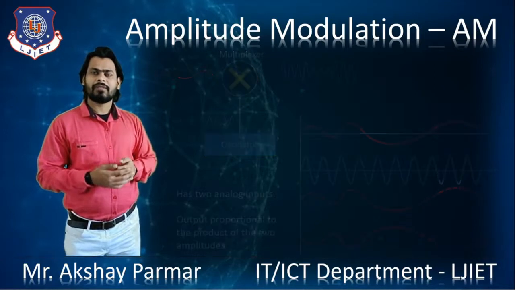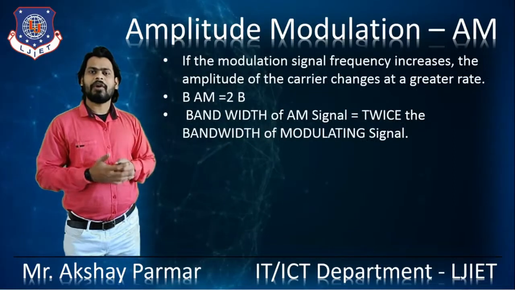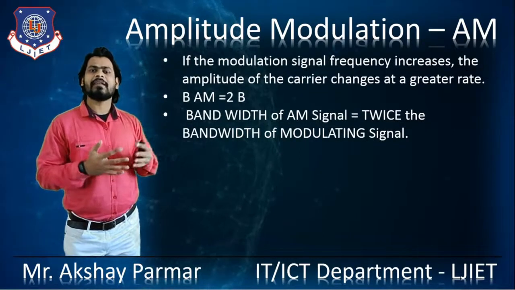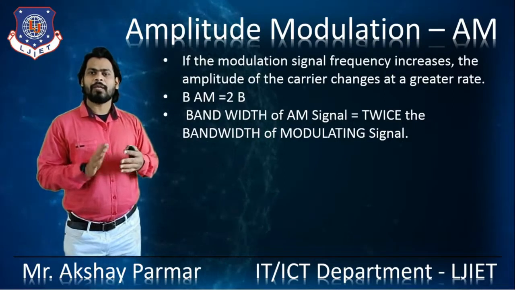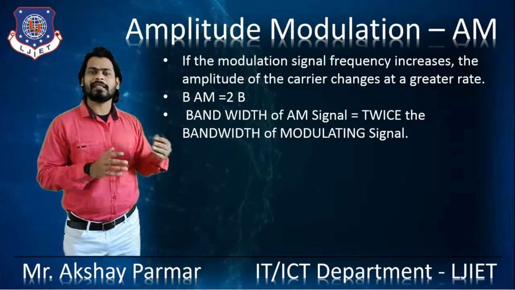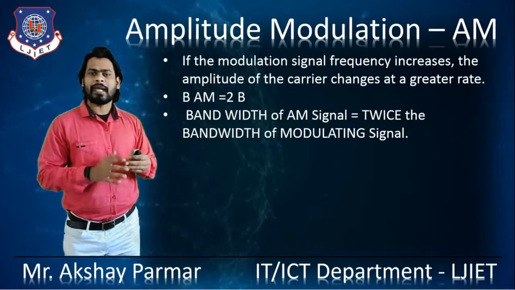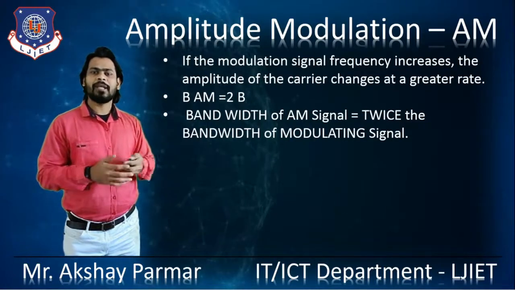If the modulating signal's frequency is increased, the amplitude of the carrier changes more, right? The bandwidth of the amplitude modulated signal is twice the bandwidth of the modulating signal, right? So B_AM is equal to 2B, right?